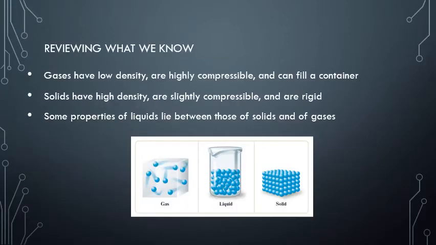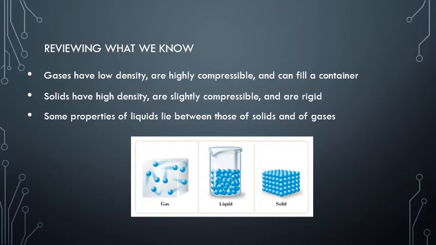From our last unit, when we were discussing gases, we hopefully remember that gases have a low density, are highly compressible, and can fill a container. Solids have a high density, are slightly compressible, and are rigid, and some properties of liquids lie in between those of solids and gases. You hopefully remember from our kinetic theory conversation that solids have a definite shape and a definite volume. Liquids have a definite volume but an indefinite shape, so they will take the shape of their container, and gases have an indefinite shape and an indefinite volume.